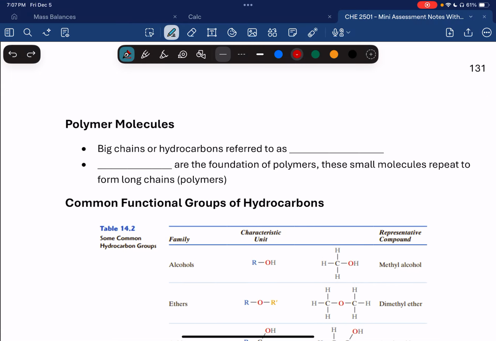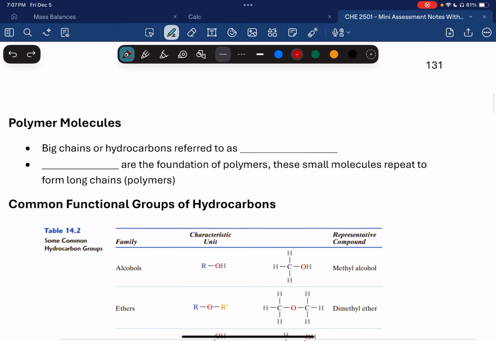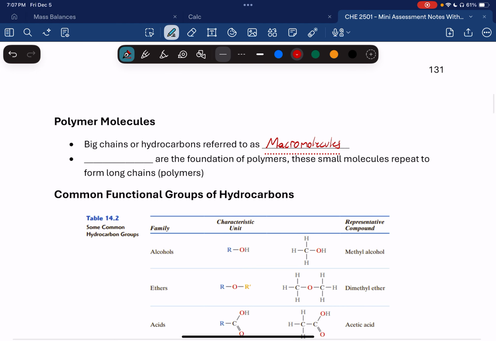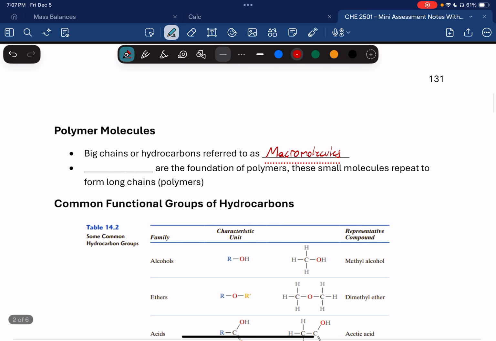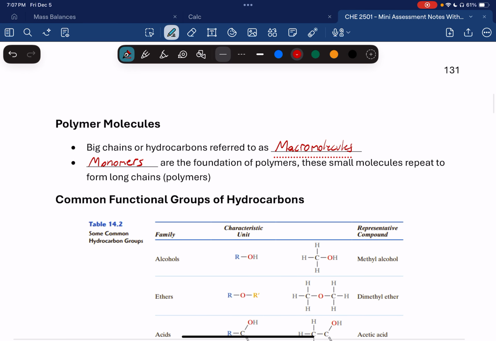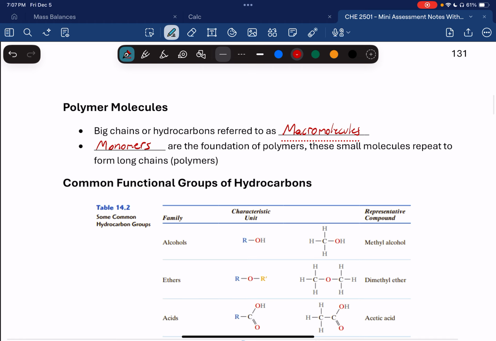Okay, polymer molecules. Big chains of hydrocarbons referred to as macromolecules. So these are essentially just long strands of hydrocarbons to form these macromolecules, which is what polymers are. The foundation, they're called monomers. They're the foundation of polymers. These are the small molecules that are repeated to form the long chains. Monomers are hydrocarbons.